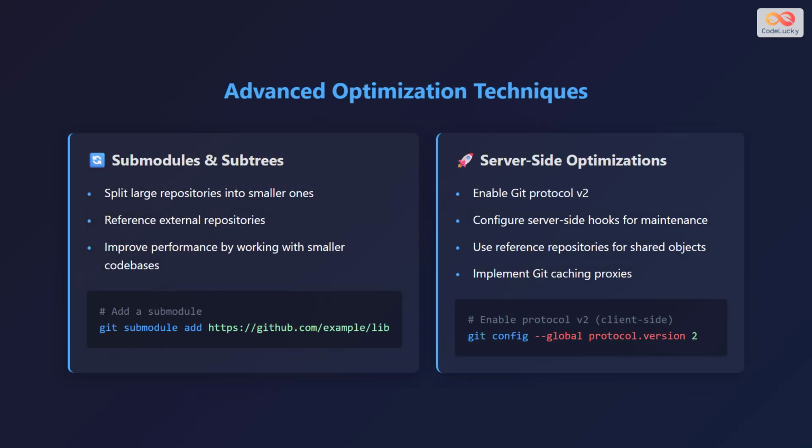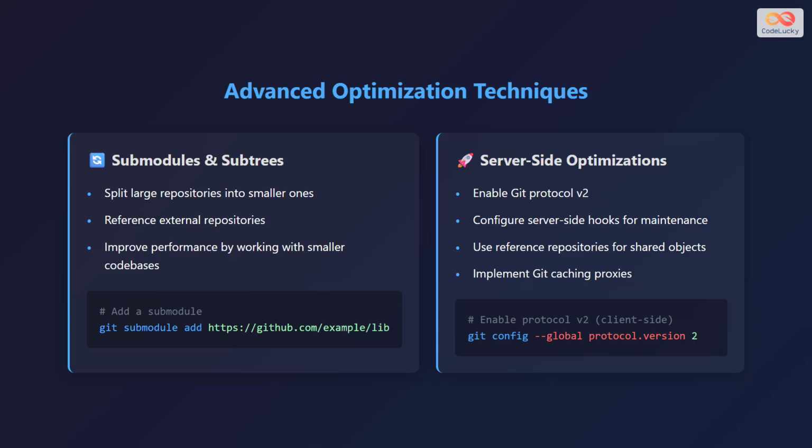Let's explore some advanced optimization techniques. Submodules and subtrees involve splitting large repositories into smaller, more manageable ones, referencing external repositories. This approach can improve performance by working with smaller codebases. To add a submodule, use the command git submodule add, followed by the repository URL.